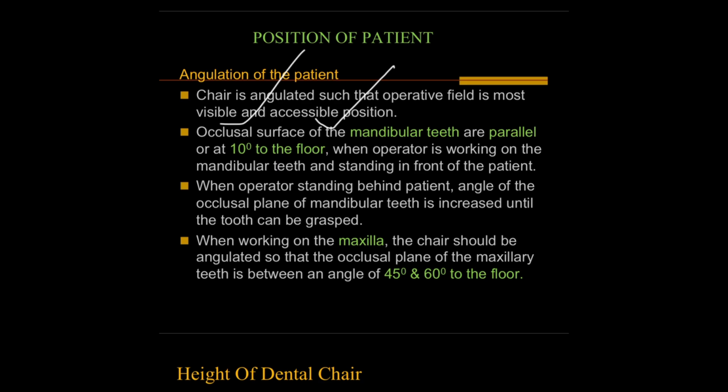Now, while working on the maxilla, the chair should be angulated so that the occlusal plane of the maxillary teeth is between an angle of 45 to 60 degrees to the floor. So you should keep in mind while operating mandibular teeth, the occlusal plane of the teeth should be parallel to the floor or 10 degrees to the floor. Whereas while working on the maxilla, the occlusal plane should be 45 to 60 degrees to the floor.